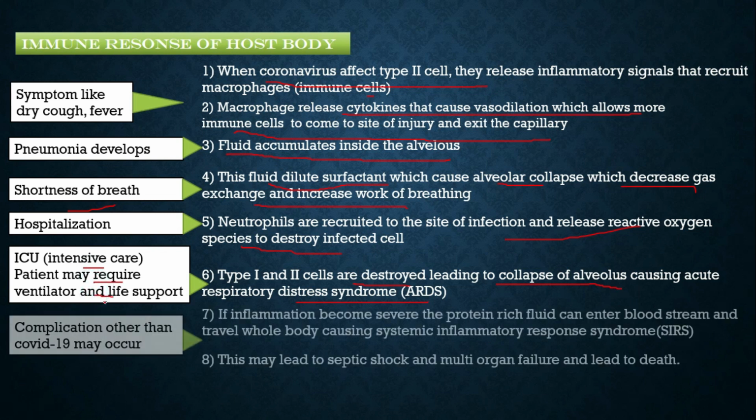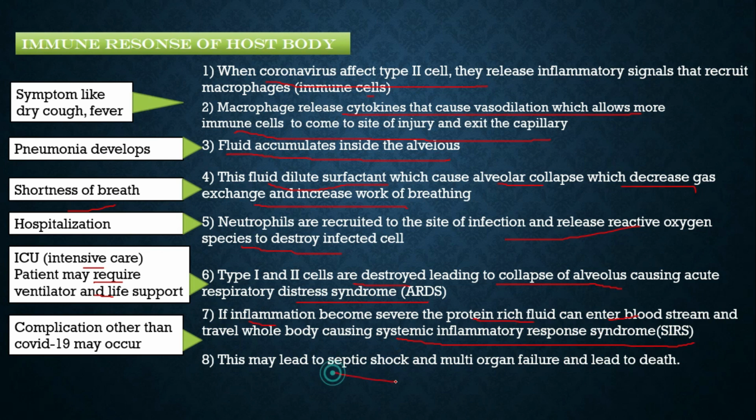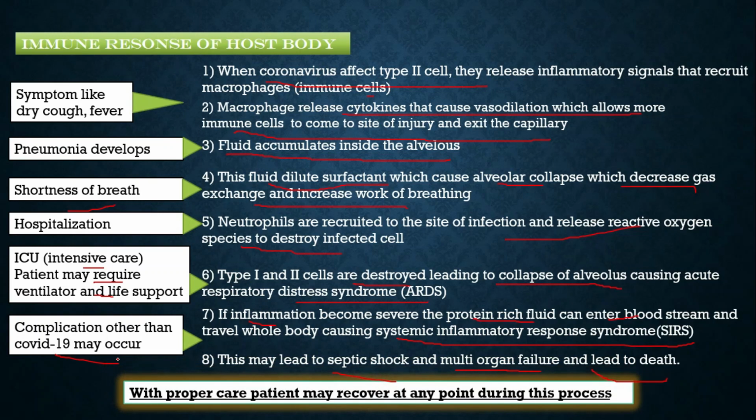and life support. Okay. Now the very severe step occurs when inflammation becomes severe, when the protein-rich fluid enters the bloodstream, which will then distribute all over the body and cause systemic inflammatory response syndrome, SIRS, and this may lead to septic shock and multi-organ failure. That is, many organs will fail and this will eventually lead to death. If any patient is in this stage, complications other than COVID-19 may occur, but with proper care, the patient may recover at any point during this process.